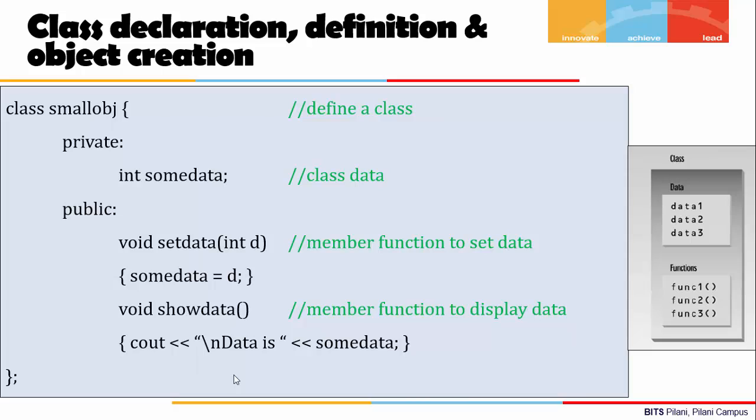The SmallObj class consists of one data item. The name of the data item is someData, of type int. The data items are data members. This data member is preceded by the keyword private. So it cannot be accessed from the outside world. It can be accessed only from within the class.